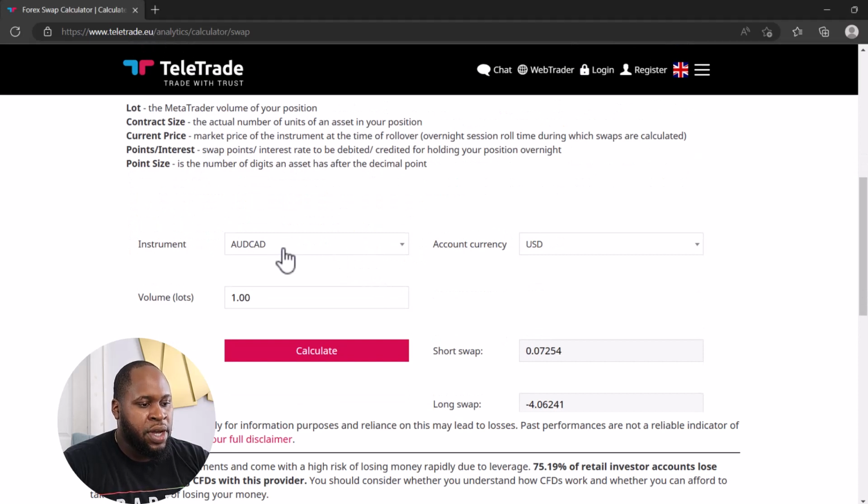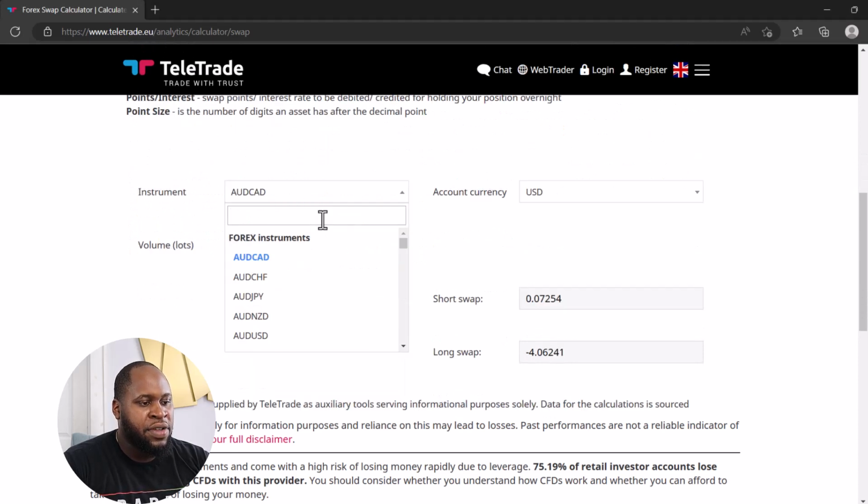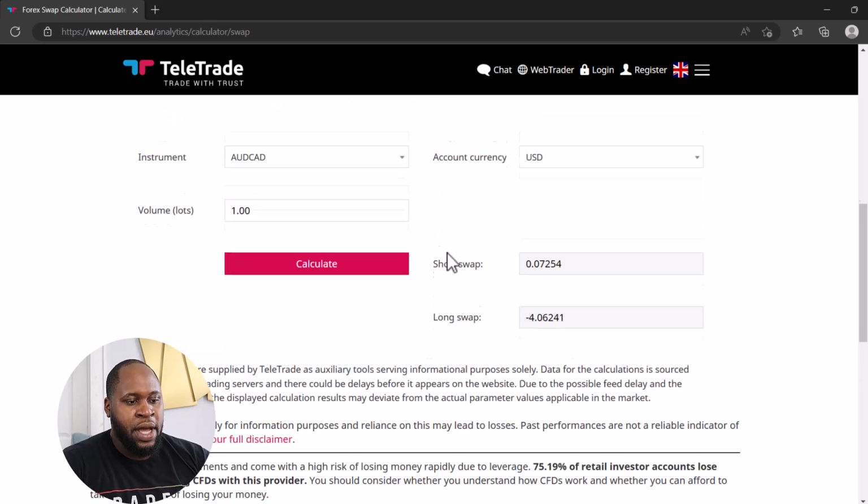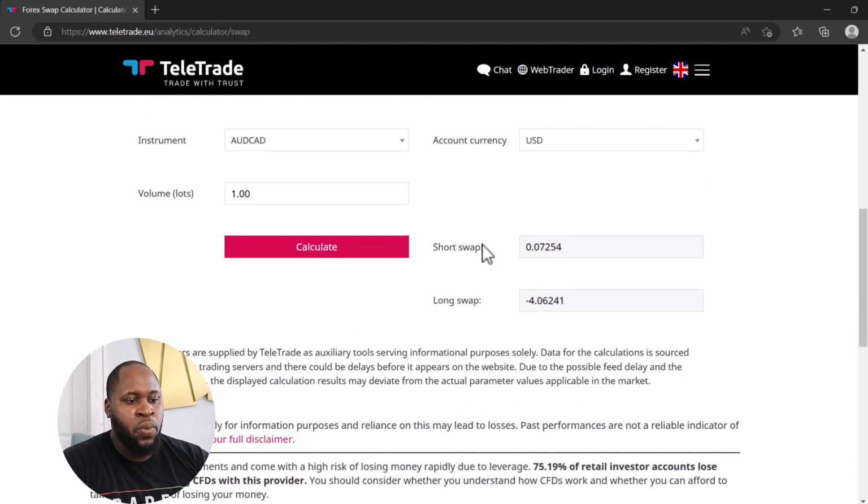You're going to put in your instrument over here. So whatever instrument you have, you're going to put it in. Right now we're going to stick with AUD-CAD. Okay, the currency that your account is in. So we're going to choose USD for those who are in USD. Now, if I'm taking one lot or whatever lot I'm taking, I want to put that in and then I want to press calculate. Now, once I press calculate, it's going to tell me what my swap would be if I shorted the Aussie dollar versus the Canadian dollar, or if I took a long position on the Aussie dollar versus Canadian dollar.